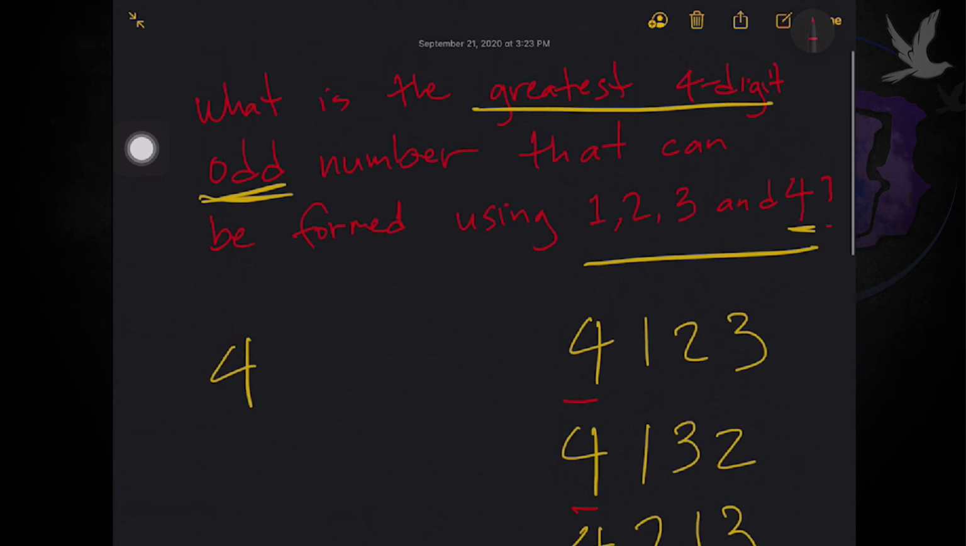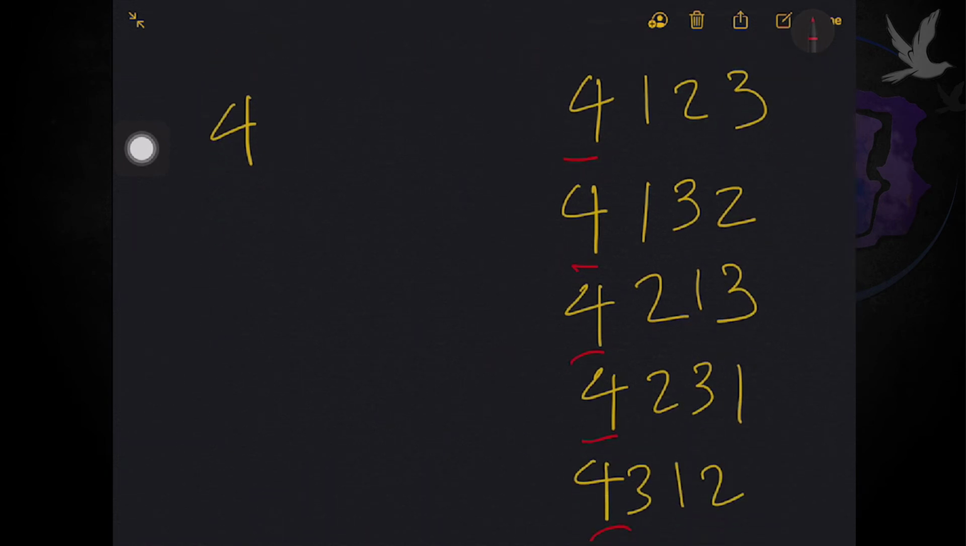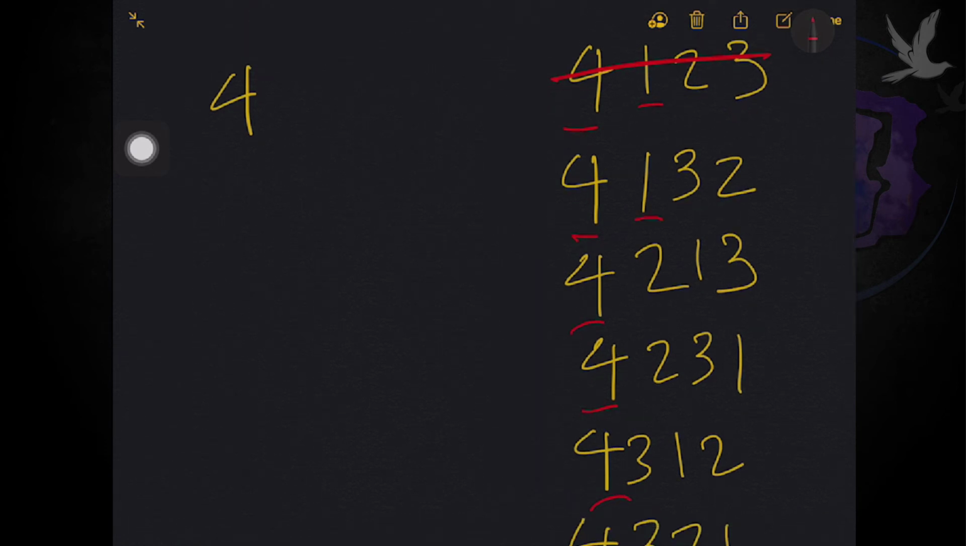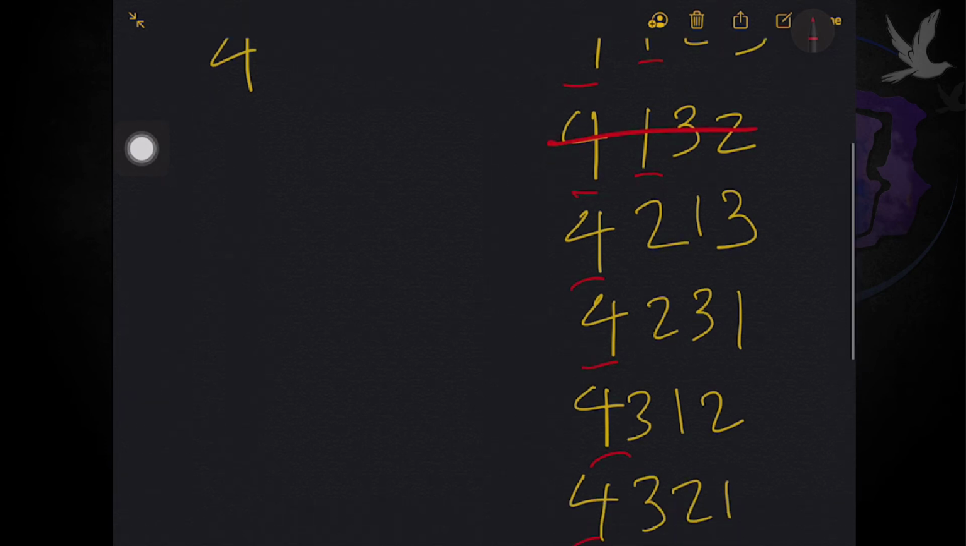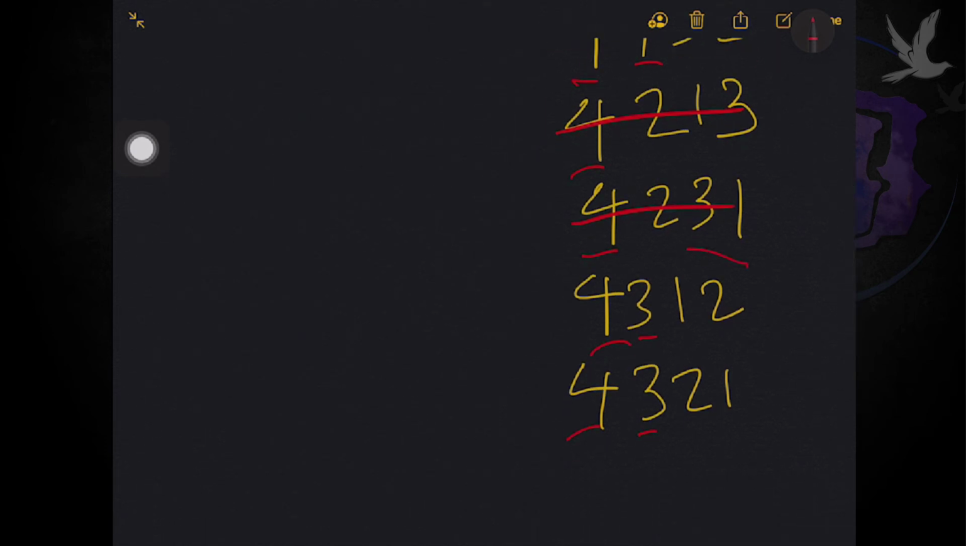So again, reminder lang, greatest. We're looking for the greatest value possible, which means we are going to eliminate this, since the next number is 1, maliit yan. Another 1 there, we're going to eliminate that as well. And 3 is the greatest possible number that we have for the hundreds. So we should also remove the ones that have 2 in the hundreds place, which leaves us with these two numbers here.